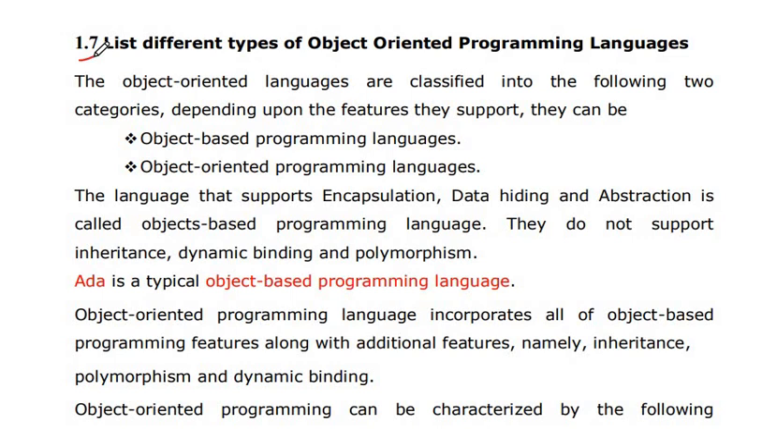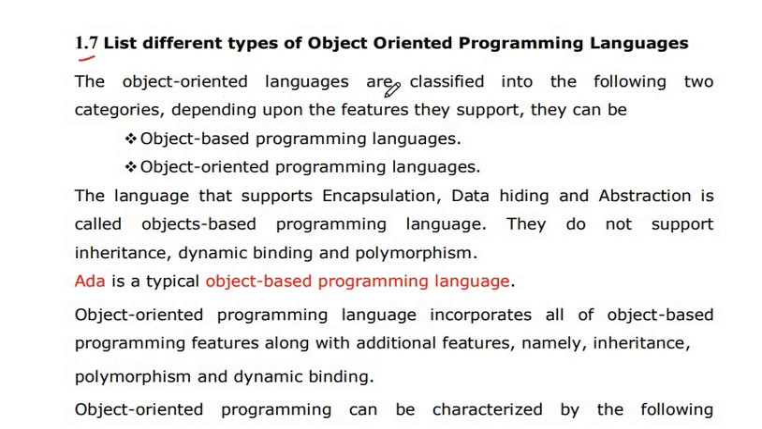Today I will be discussing the seventh concept in the first unit: list different types of object-oriented programming languages. In the previous class I have discussed the basic concepts of object-oriented programming. They are classes, objects, encapsulation, data hiding, abstraction, inheritance, polymorphism, dynamic binding, and message passing. Now, in this class, I will be discussing different types of object-oriented programming languages.